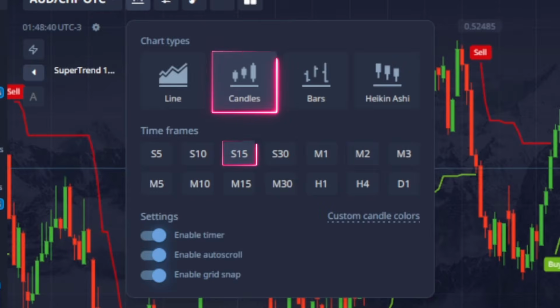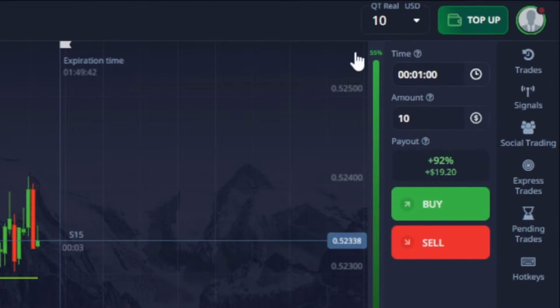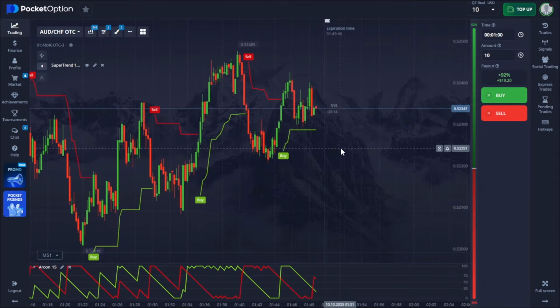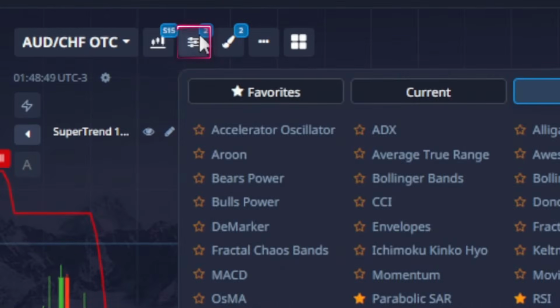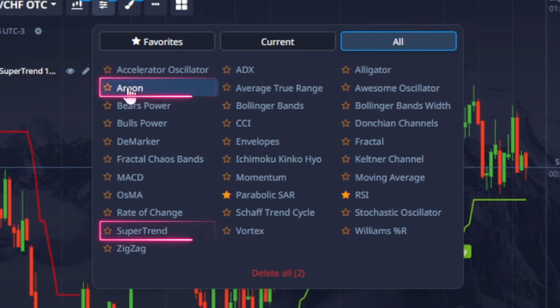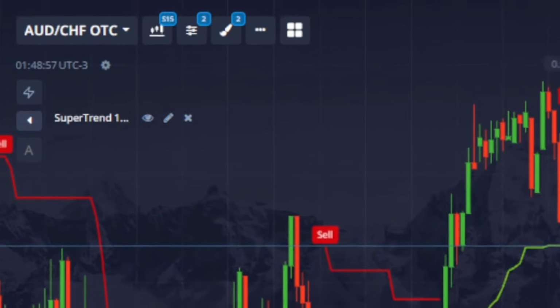I'm using a 1 minute expiration time. We're going to use $10, only $10. Okay, and look at the indicators, guys. That's simple: Supertrend and Aroon. That's so good. So let's configure that.